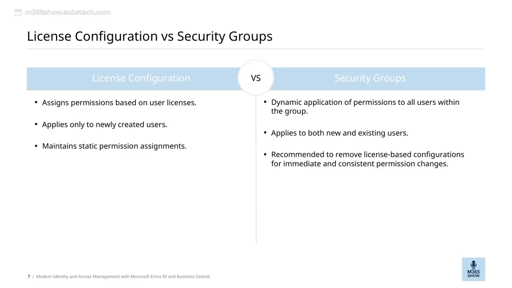In contrast, license-based configurations tend to be more static. They assign permissions based on the user's license at the time of creation, which means these permissions don't automatically update if the license changes later or if you want to make quick adjustments across all users. That's why it's generally recommended to move away from license-based configurations for permissions. Instead, using security groups allows for immediate and consistent permission updates. When you change a group's permissions, it instantly affects all members, ensuring better control and security.